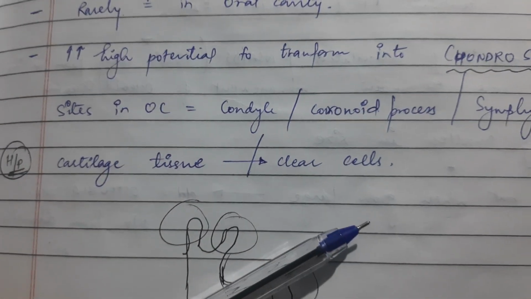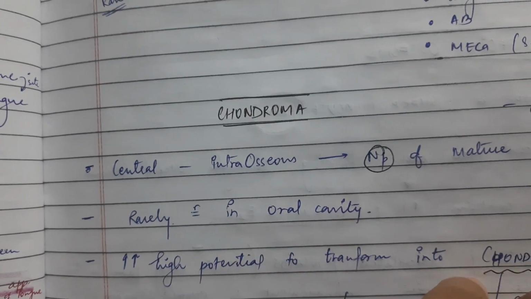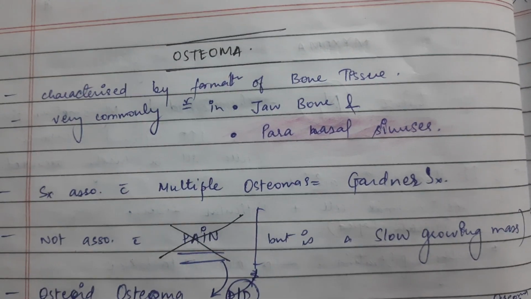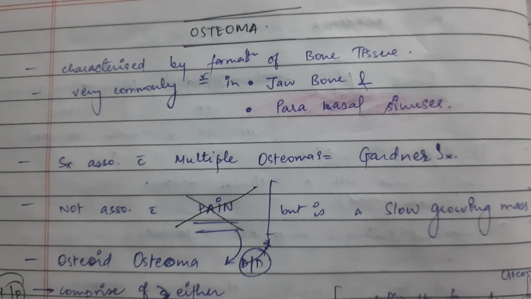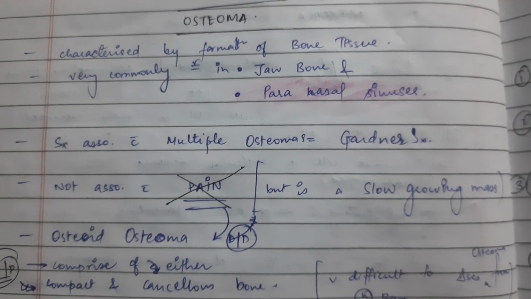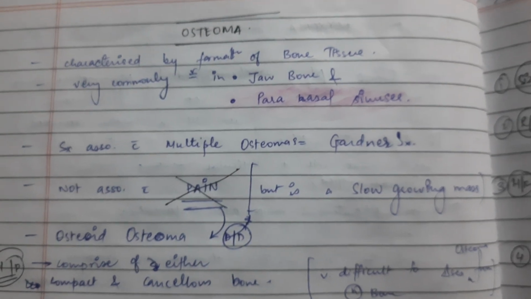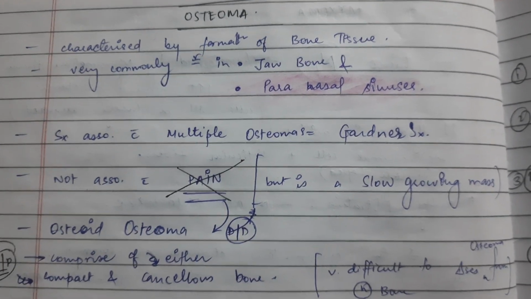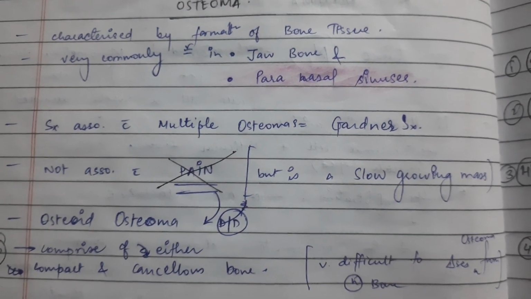Histopathology: cartilage tissue converts to clear cells. Osteoma is characterized by formation of bone tissue, very commonly seen in the jawbone and paranasal sinuses. The first sinus to develop is the maxillary sinus.